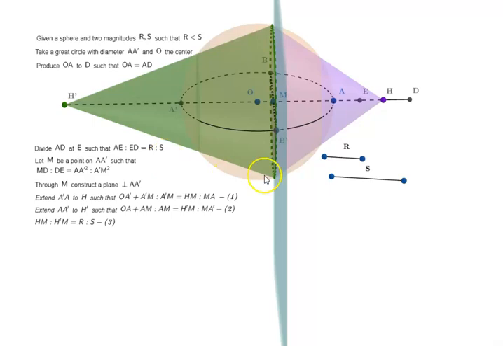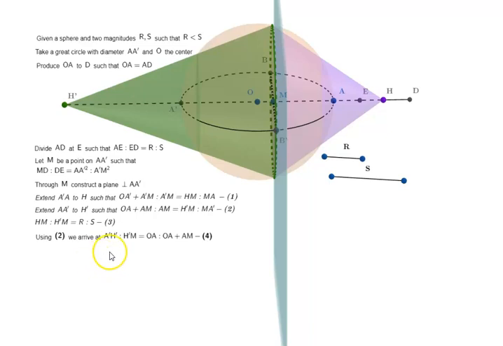If we are able to identify where is H, where is H prime, and where is M, because we have 3 equations with 3 unknowns. Remember here we said let M be a point on AA prime such that this condition is satisfied. And once we have M, then we can figure out where H and H prime are. So that means we have to eliminate H and H prime to arrive at M.